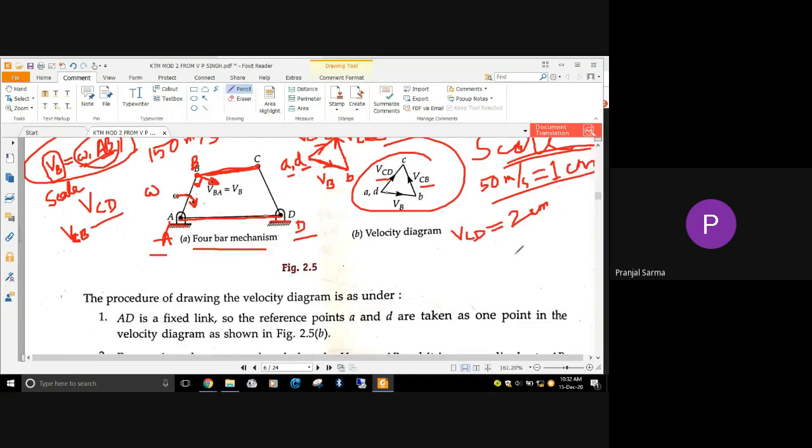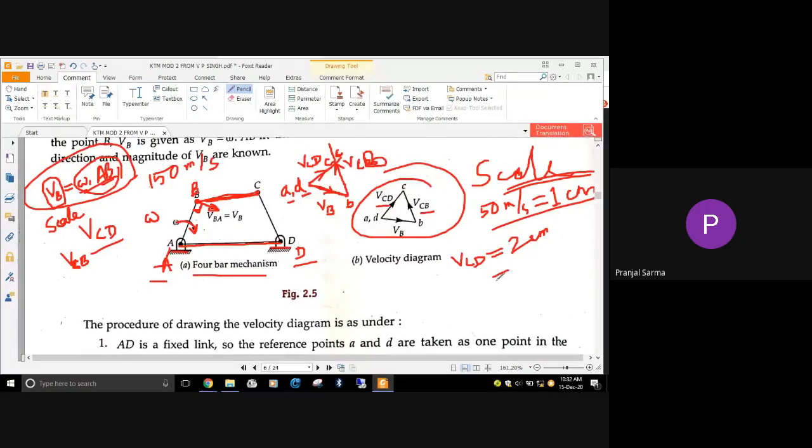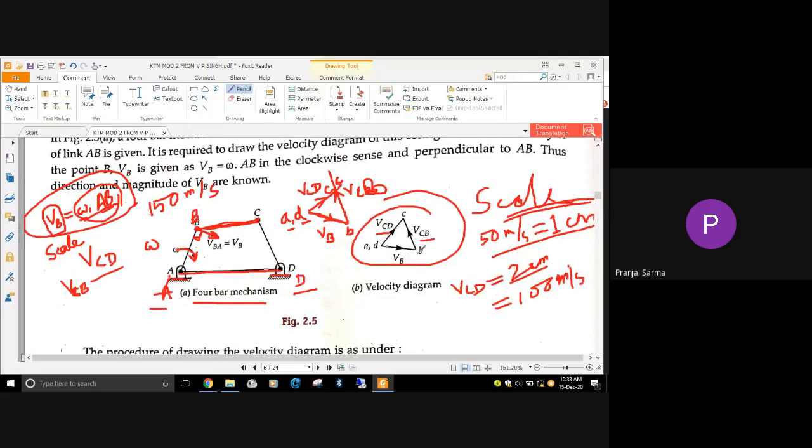So then what is the actual velocity value? Who can tell me? 100 meter per second, yes. Correct. Since 1 centimeter means 50 meter per second, 2 centimeter will mean 100 meter per second. So that is how, once you draw this diagram, just by measurement all the values can be obtained.